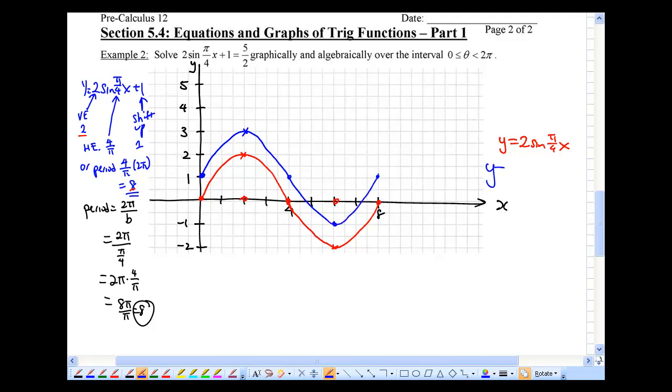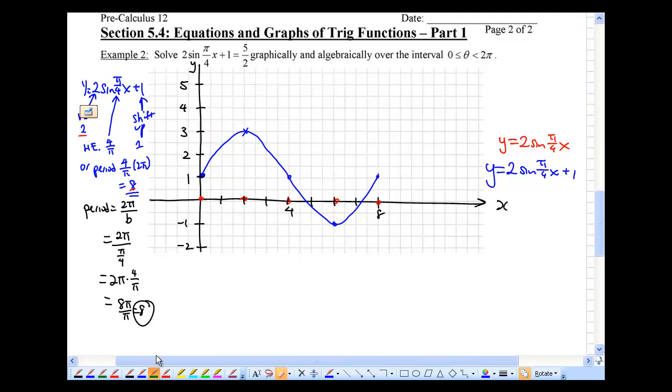So the blue is now y equals 2 sine pi over 4x plus 1. I can erase the red because that's really not part of the actual graph. Bye-bye, red. So there's my graph of 2 sine pi over 4x plus 1.